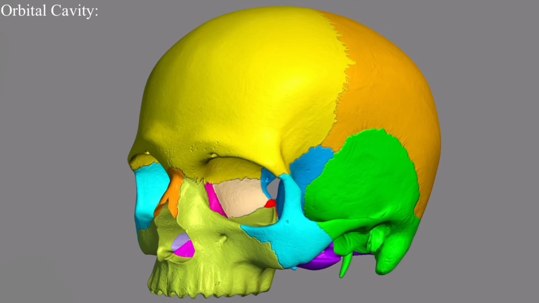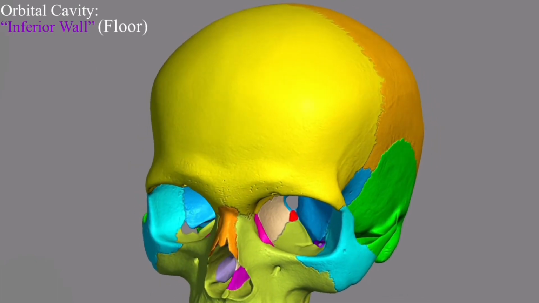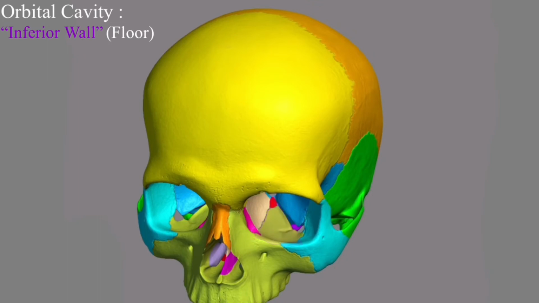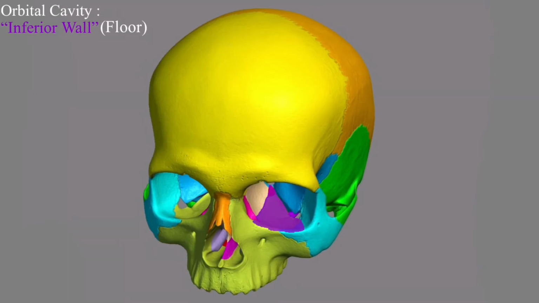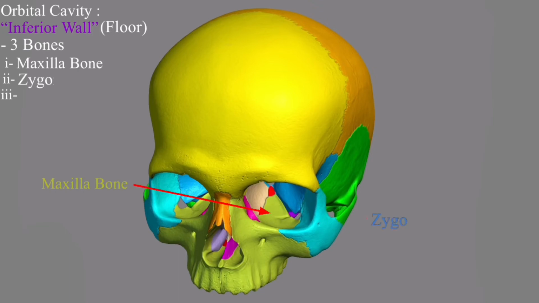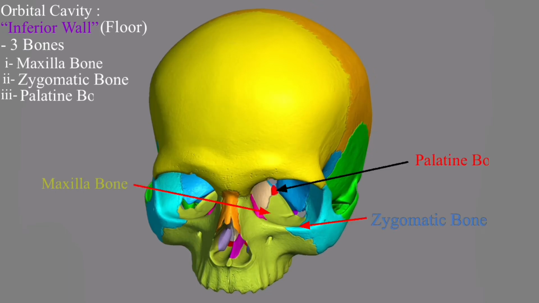Next is the inferior wall of the orbital cavity. This is the inferior wall of the orbital cavity, and as you can see, it is formed by 3 bones: the maxilla bone, the zygomatic bone, and the palatine bone.